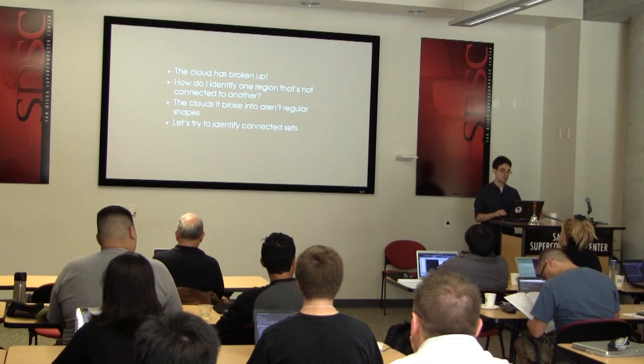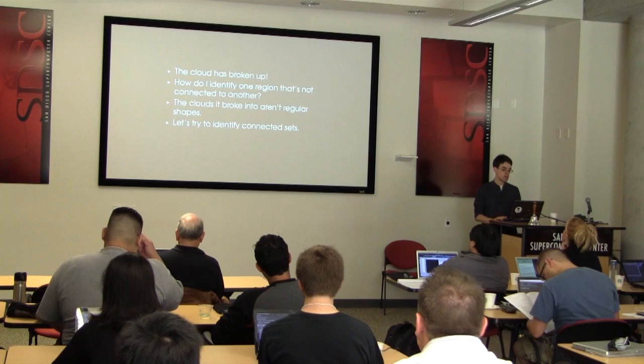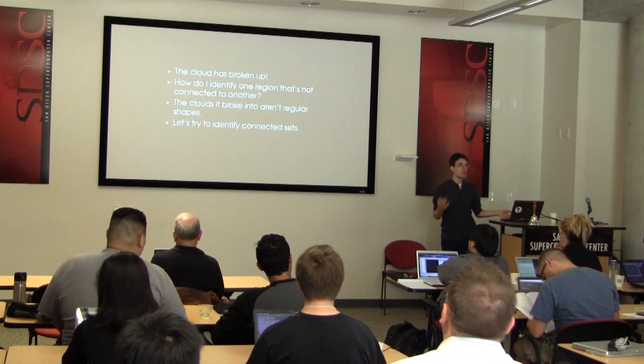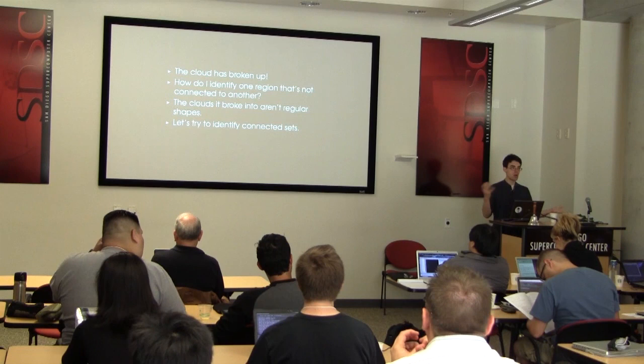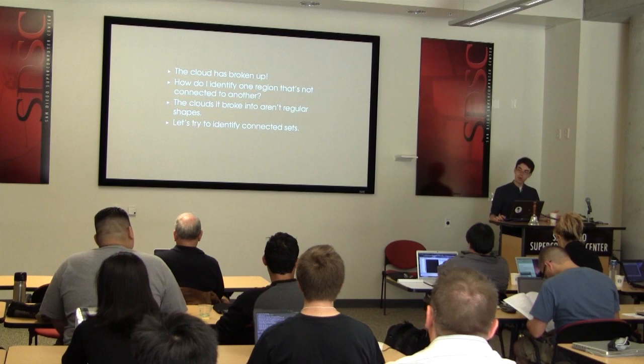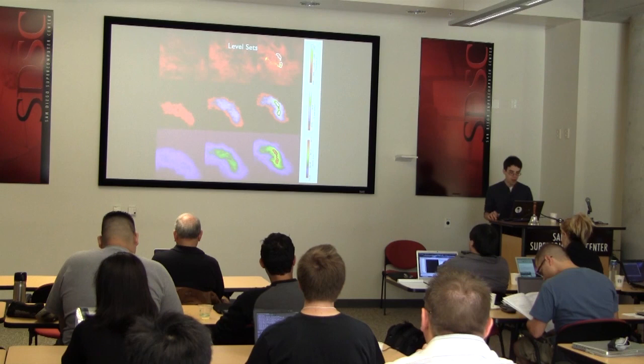And so the third step that I came across was that the clouds it broke into aren't regular shapes. I can't just pick a couple different points and set up a sphere around them. Because you remember yesterday we talked about setting up spheres, for instance, in YT. And you could do that in other tools as well, like ParaView or Visit and so on. But I can't just do that, because I want to actually say something quantitative about these two objects. And setting up a sphere with irregular objects can often intersect with other ones. And so what we want to try to do is identify connected sets or level sets.